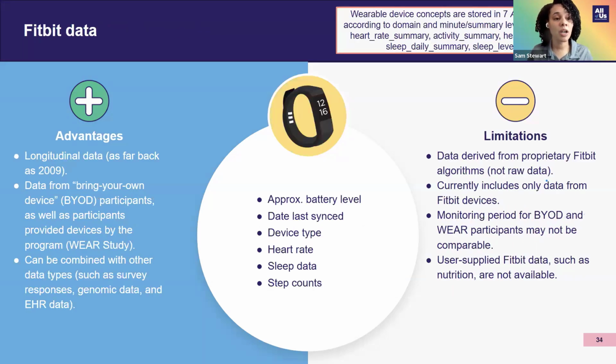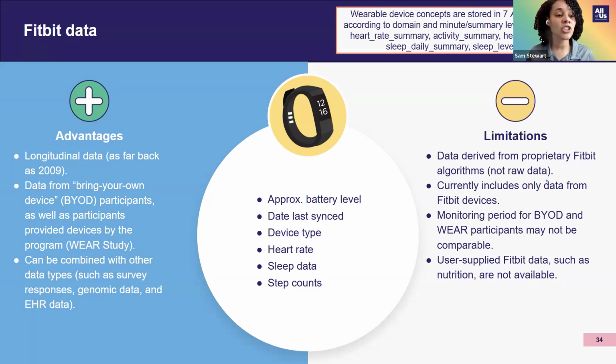The final data type I want to talk about for the registered tier is our wearable device data. So we currently have wearable device technology from Fitbit. Fitbit devices provide information about heart rate, summary statistics, steps, sleep, and that includes minute level data, summary data, and daily count data as well. It also shows more about the device. We added that at an off cycle last year about what device the participant is wearing.